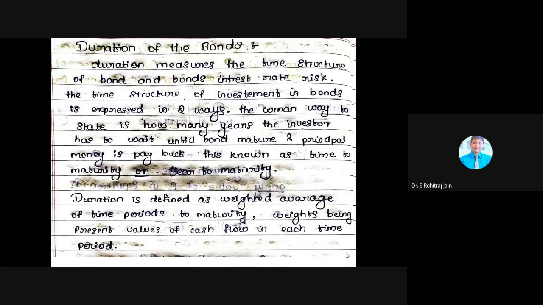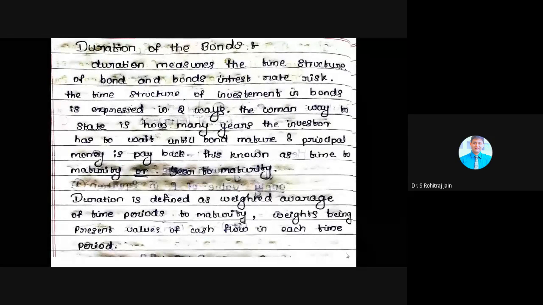Now, duration is defined as the weighted average of time periods to maturity, weights being present values of cash flows in each time period. So bond duration, once again I'll explain, is a way of measuring how much the bond prices are likely to change if and when the interest rates move.